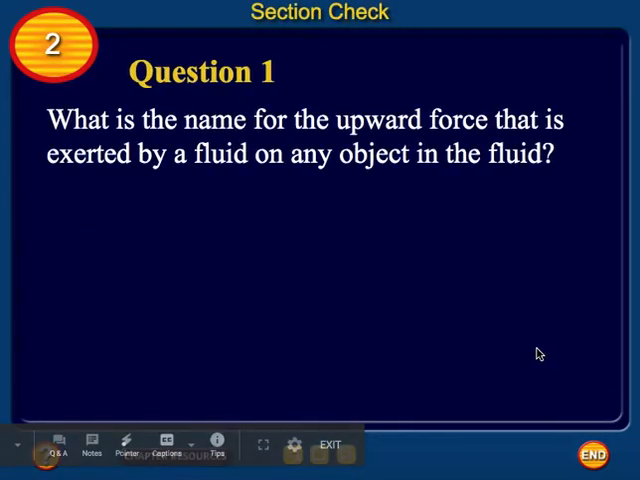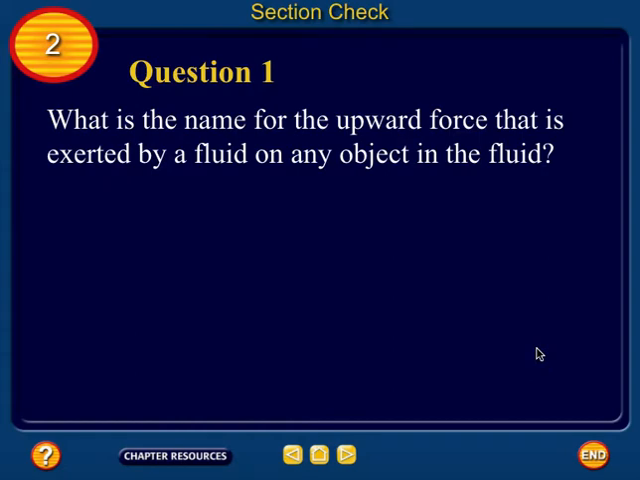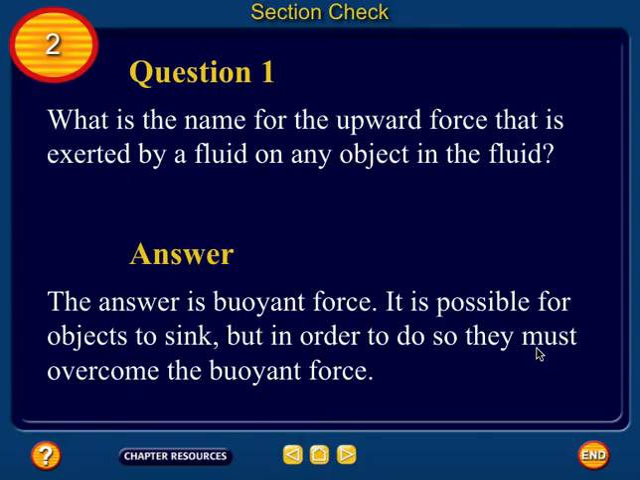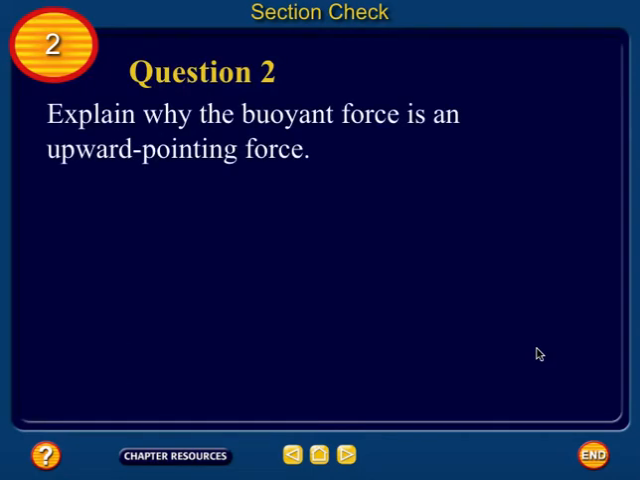A couple questions to review. What is the name for the upward force that is exerted by a fluid on any object? That would be the buoyant force. Explain why the buoyant force is an upward pointing force.